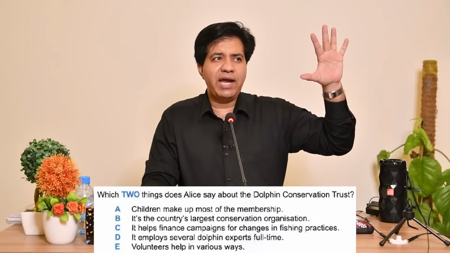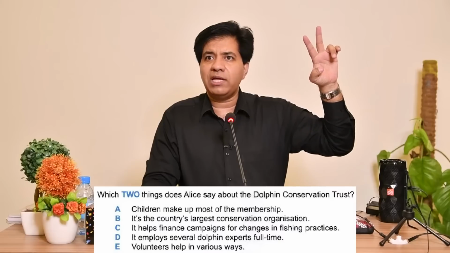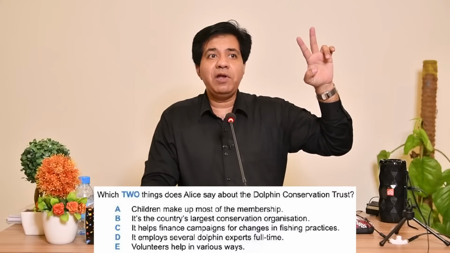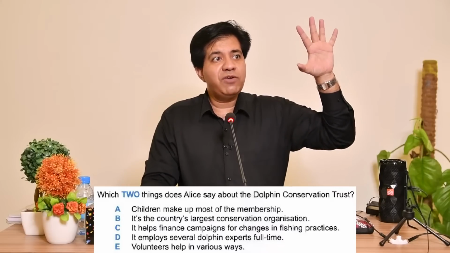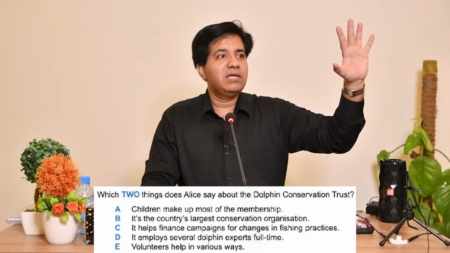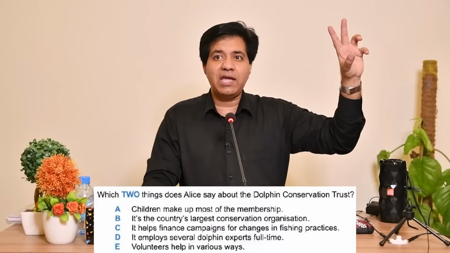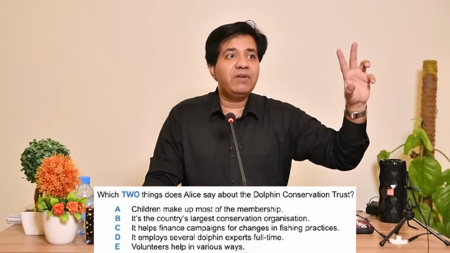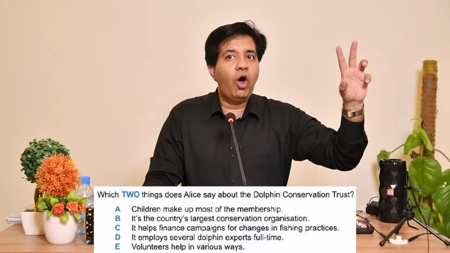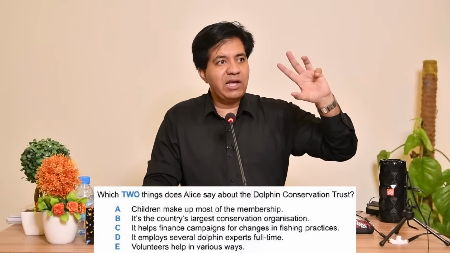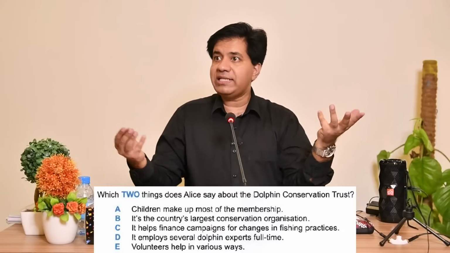How do we understand that she is going to talk about 2 things? It is not that she will not talk about the other 3 things. She will talk about all 5 things. But about the other 3 things, she will talk negatively or she will talk oppositely. Negatively or oppositely. And I will tell you how.